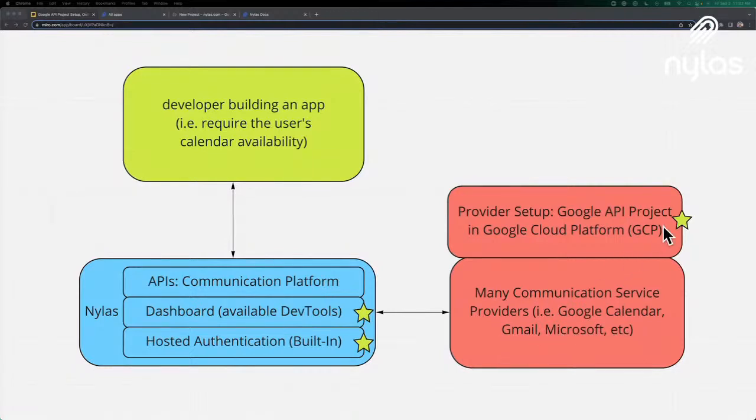Essentially, first we're going to look at how we can set up a Google API project, and then how we can configure Nylas so that we can start connecting to a user's account to get their calendar availability. Pretty cool. That's awesome. So let's first jump in and take a look at the Nylas dashboard.